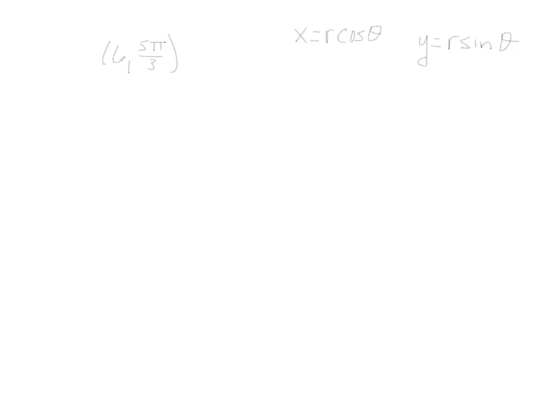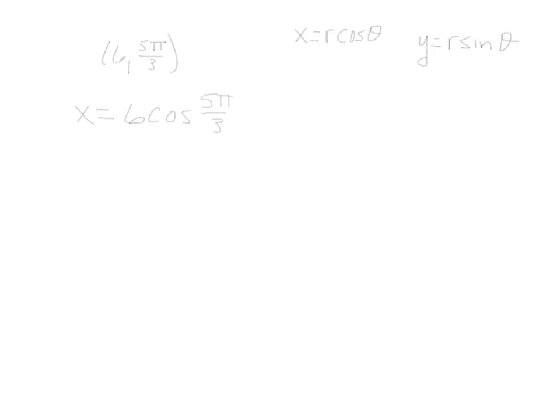This first type, we want to change a polar coordinate into rectangular coordinates. So we're given the ordered pair 6, 5 pi over 3. We have two equations that will help us change from polar into rectangular. The equations x equals r cosine theta, y equals r sine theta. So to be able to do this, let's convert this. So if we just use x is equal to r, which is 6, cosine theta, which is 5 pi over 3.